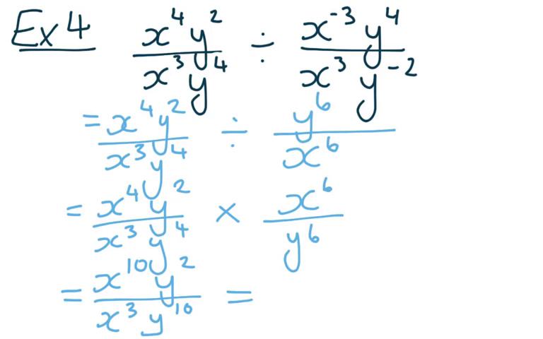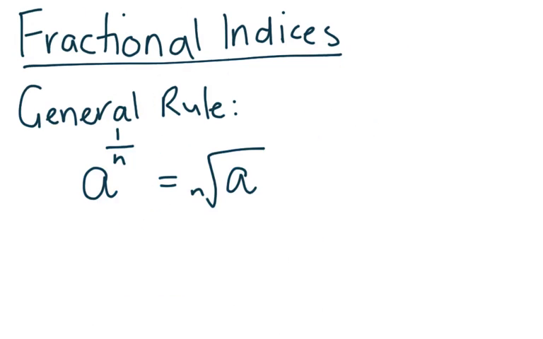So there's more x's at the top, so they stay at the top, and there's more y's at the bottom, so they stay at the bottom. And then that's our negative powers finished. Now we'll move on to fractional indices.